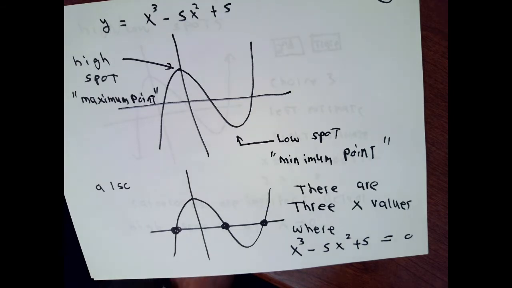Not only that, there are 3 places where the function is equal to 0. 3 places where x cubed minus 5x squared plus 5 is 0. The next thing I'd like to do is I'd like to figure out how to use the calculator to locate all of these places.